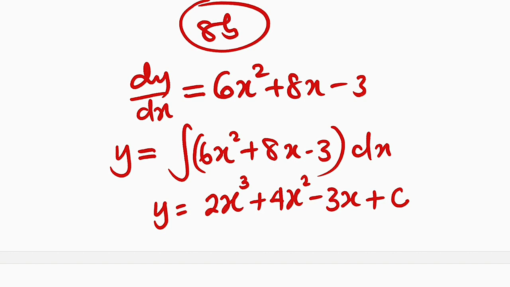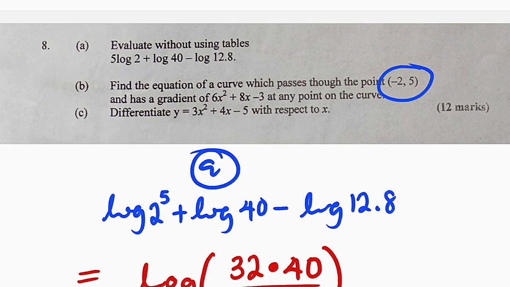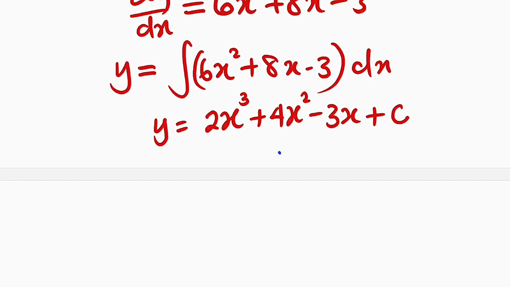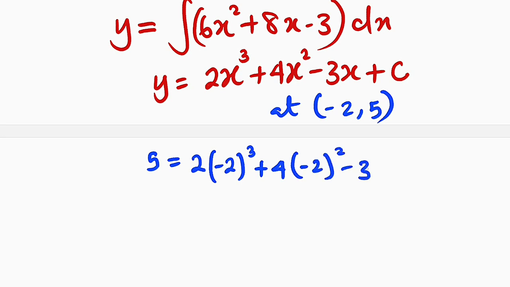But we have to find the value of c. At what point? At a point where x is negative 2 and y equal to 5. So at negative 2, 5, we have 5 equals 2 multiplied by negative 2 to the third power plus 4, negative 2 to the second power minus 3, negative 2, then plus c. You should know that negative 2 to the third power is negative 8. Negative 8 times 2 is negative 16.